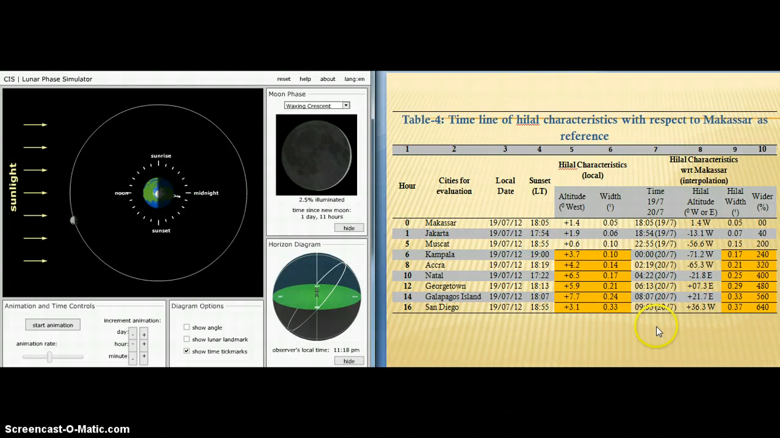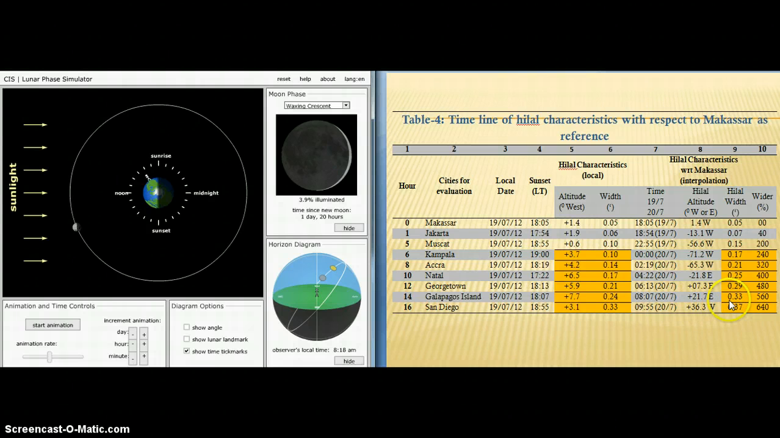5. Now, when the sun sets at 18:07 on July 19, 2012 in Galapagos Island, the crescent will be at an altitude of 7.7 degrees with a thickness of 0.24 minutes. It will therefore be valid to commence Ramadan in the Galapagos Island.